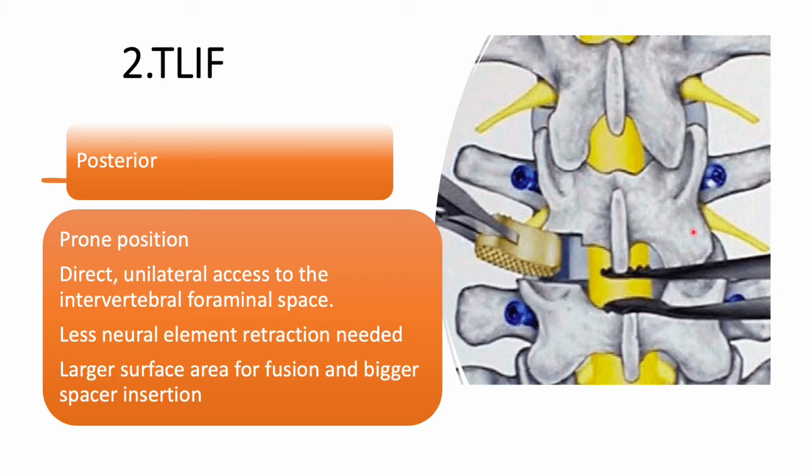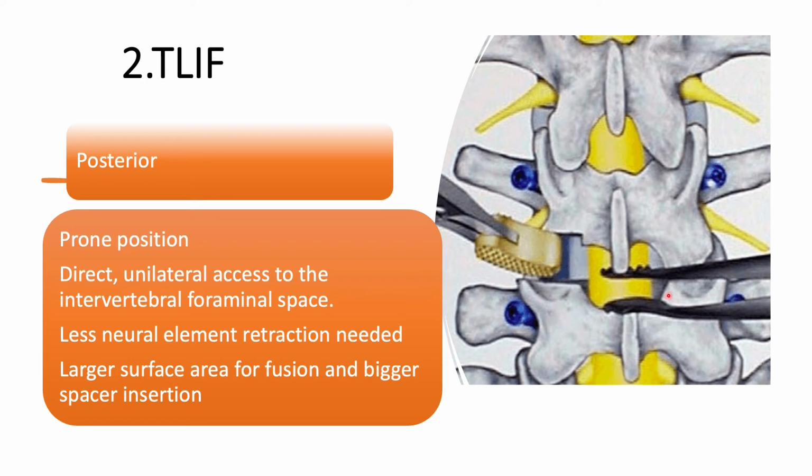Now let's talk about TLIF or transforaminal lumbar interbody fusion, which is an advancement from the PLIF. This is also done posteriorly. The patient is in the prone position. It is a direct unilateral access to the intervertebral foraminal space. There is less neural element retraction that is needed, and also there will be a larger surface area for fusion and a bigger spacer insertion is possible.